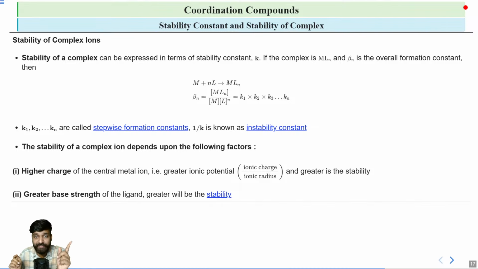But the predominant factor is the charge on the metal ion. So it is the primary factor. If the charge is the same, then you will look upon the ligands. If the charge is higher, then you will directly conclude it from the charge itself. You will not go on to the ligand part for comparing the stability of the complex. I hope this part is clear to you.